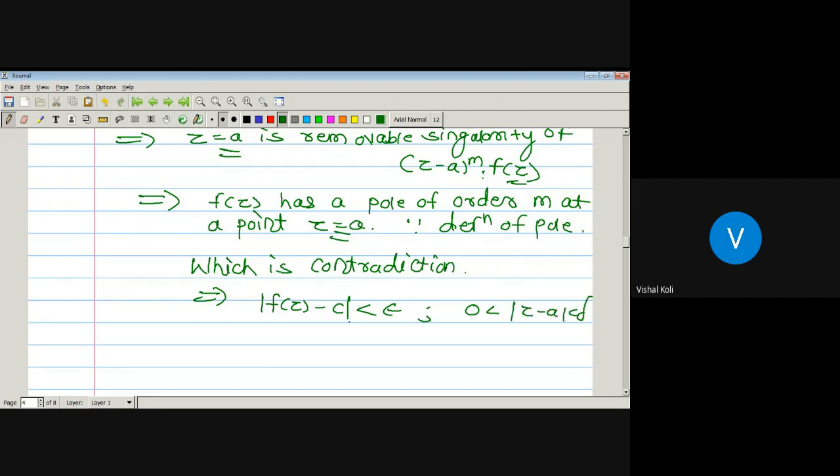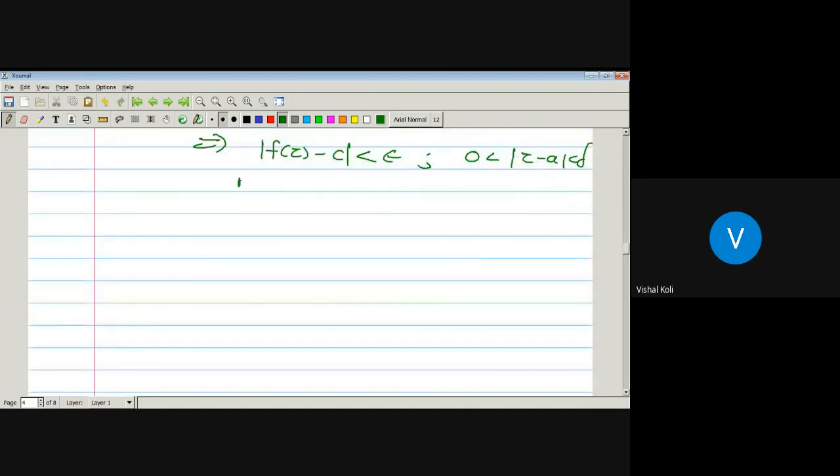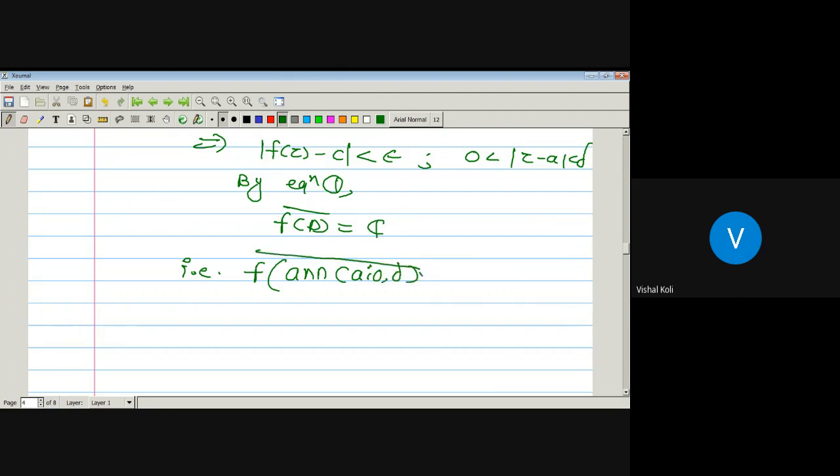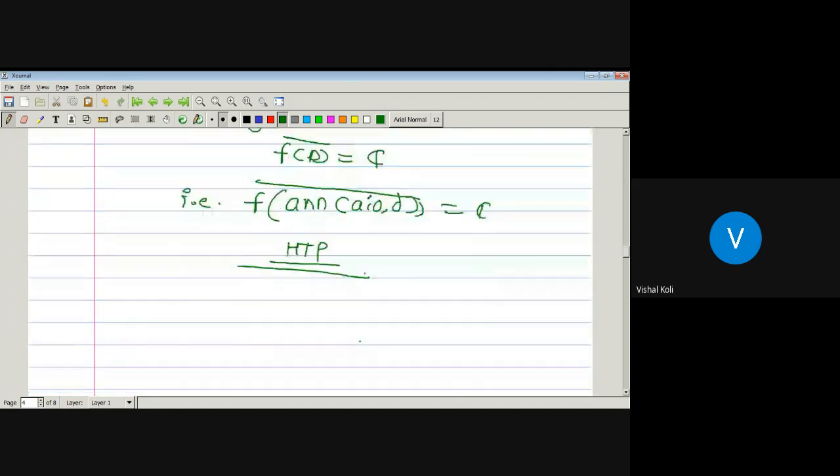And as this is satisfied, by equation 1, the closure of f of D must be equal to the complex number system. That is, the closure of f of the annulus A(a; 0, delta) is equal to the complex number system, and that is what we had to prove, and hence the required result. So each point of the complex number system is either a member of f of the annulus, or it is a limit point of f of the annulus.